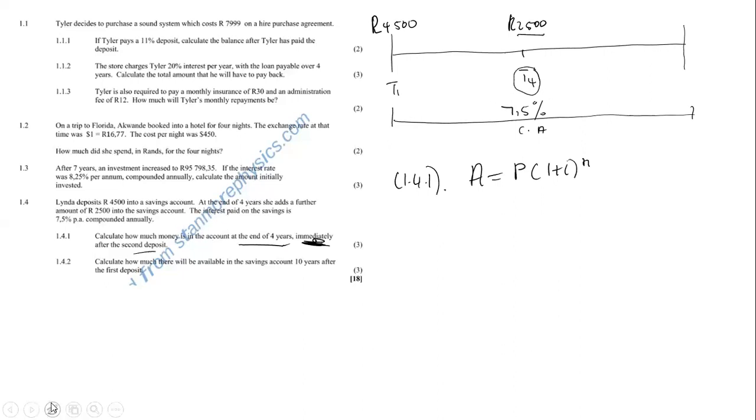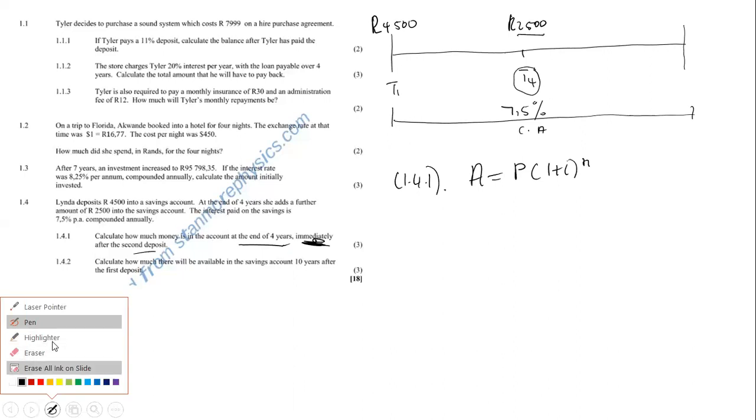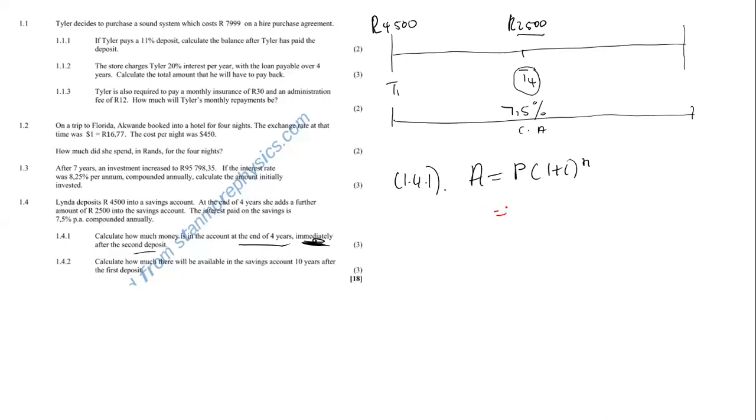So now to calculate this, we're going to say A equals the principal, 4,500 rand, times (1 plus i), our interest is 7.5%, which means it's going to be 0.075, to the power of 4, right? Because this money has been there for 4 years in an account. And therefore, we're going to say 4,500, open bracket, 1 plus 0.075, to the power of 4. And then our answer will be 6,000.